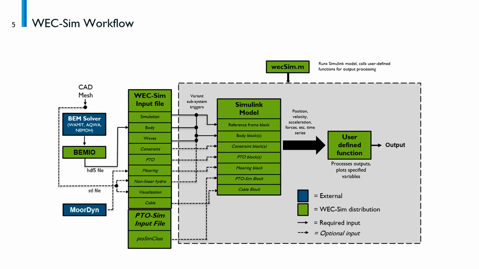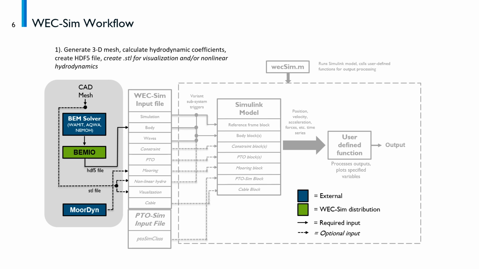The image here shows the WEC-Sim workflow, which we'll go over in more detail. The first step in building a WEC-Sim model is to start with generating a 3D mesh of any hydrodynamically active body. We then calculate the hydrodynamic coefficients using that 3D mesh with a BEM solver such as WAMIT, Aqwa, or NEMOH. After we have run the BEM solver, we are going to create an HDF5 file using our BEMIO script. If you want to visualize the animation in WEC-Sim or use our nonlinear hydrodynamics option, you will also need to create a .stl file.